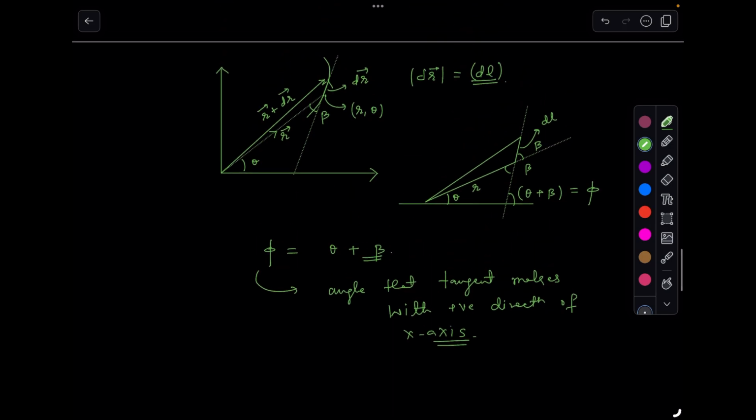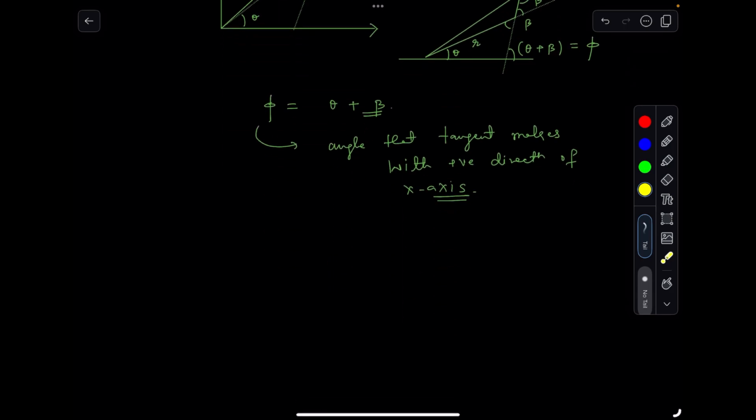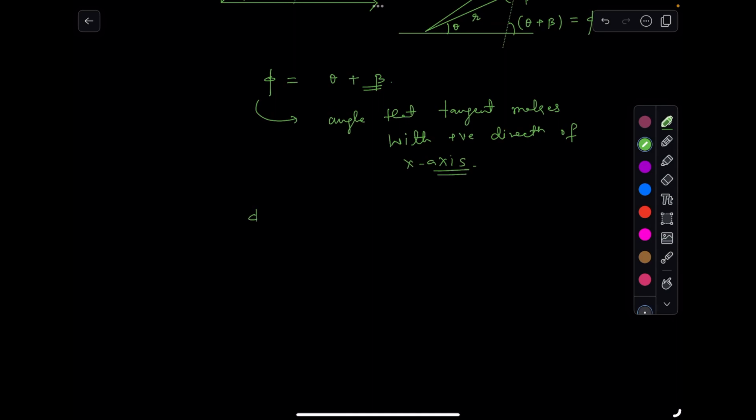Now, as we move from this point to this point, the tangent gets rotated, because at this point the tangent will be something like this. So the tangent will rotate. So how to find the angle by which the tangent gets rotated? This is pretty easy, because if we differentiate this equation, we find the angle. We can write d phi is equal to d theta plus d beta.